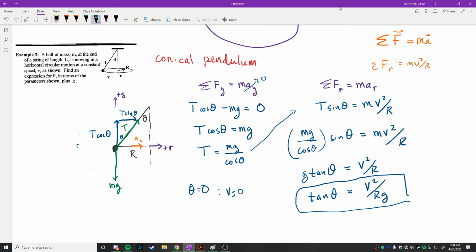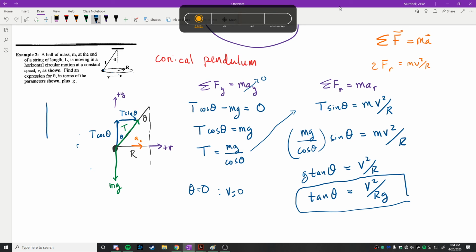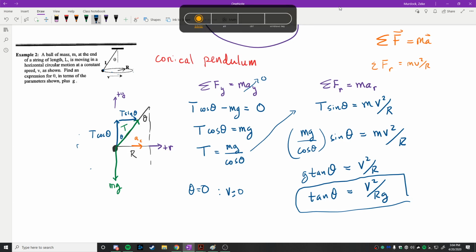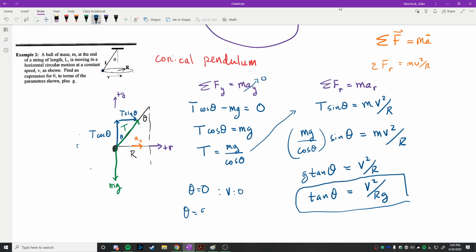Does that seem reasonable? If the angle is 0, the object would just be hanging straight down. And yeah, the angle would be 0, the velocity would be 0. That's equilibrium. Okay, and if we pick another kind of ridiculous value, what if we pick theta equal to 90? What happens to the velocity then? Yeah, so this is impossible.